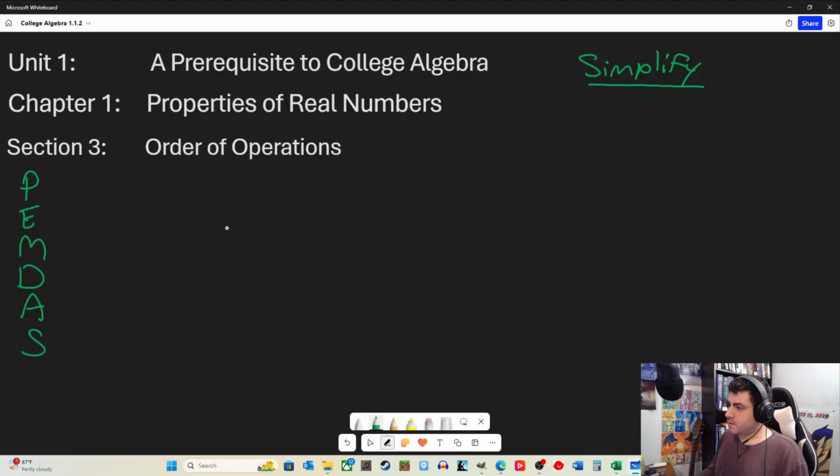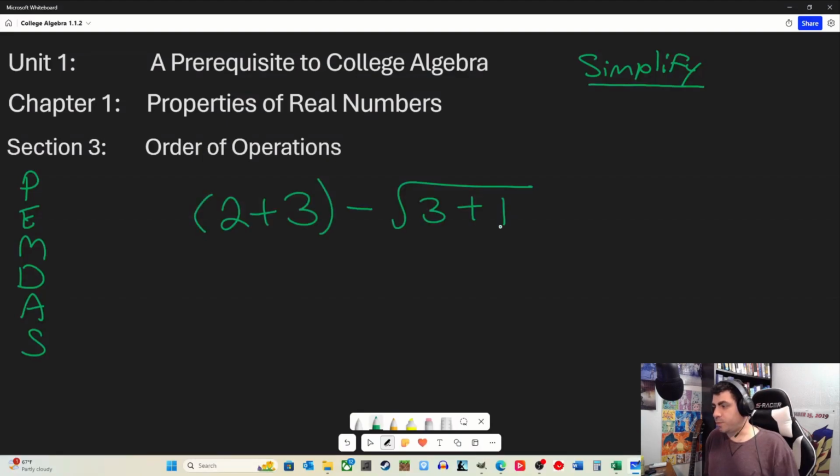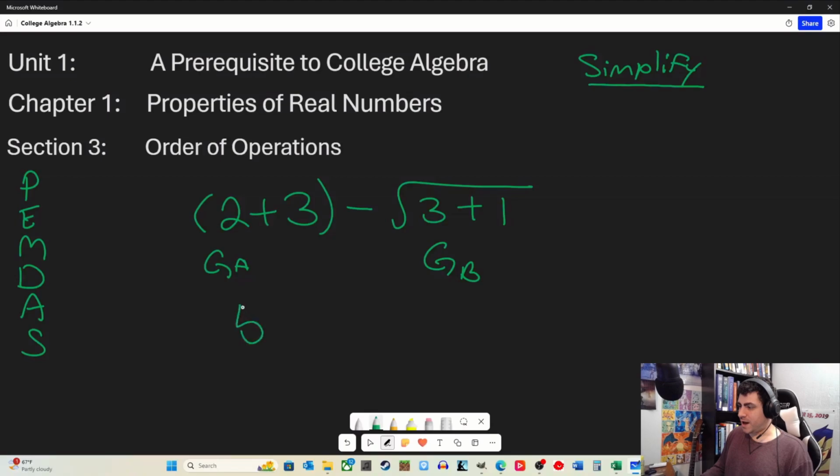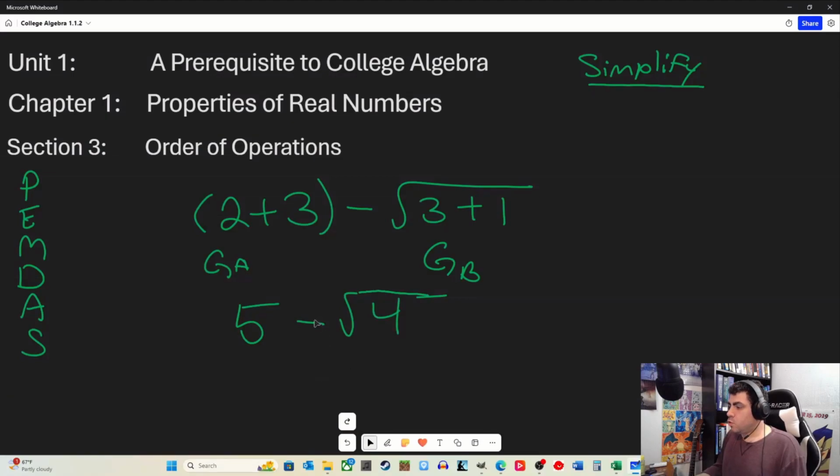For example, let's say we have 2 plus 3 minus the square root of 3 plus 1. The first thing we do is we work with the groups. We have two groups right here. We have group A and we have group B. Let's simplify group A first. So we have 2 plus 3 equals 5. Minus, now we can move on to group B. The square root of 3 plus 1 equals 4. We can't solve this yet. We can't do the subtraction yet. 5 minus 4, we can't do that yet.